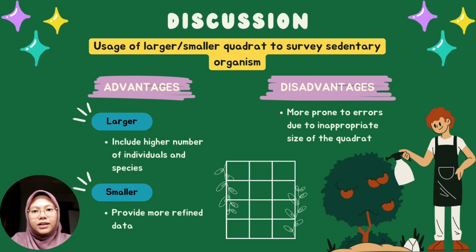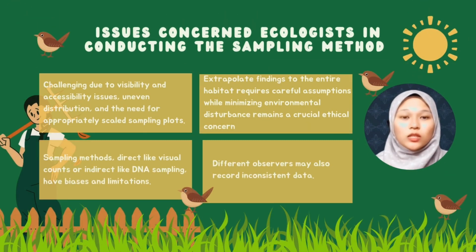However, the disadvantage of using larger or smaller quadrats is that it's more prone to errors due to the inappropriate size of the quadrat. Larger species, for instance, need larger plots. Small quadrats may result in too many missed individuals of the species, thus leading to an inaccurate representation of the population. Next, I will explain about issues that concern ecologists in conducting the sampling methods.